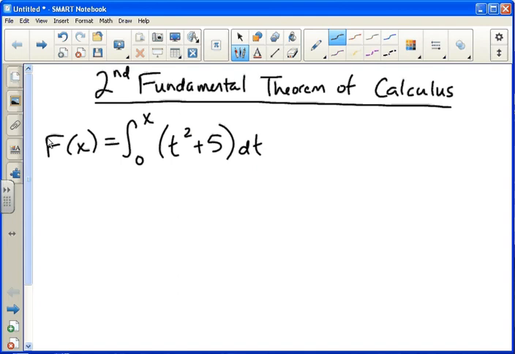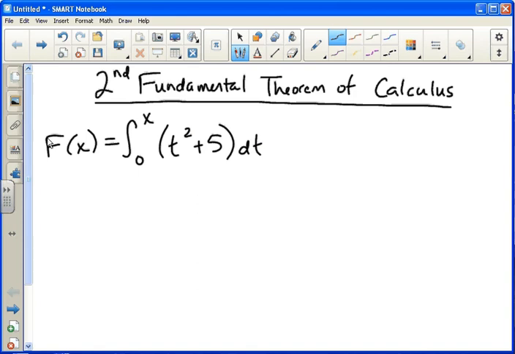In other words, when you plug 1 into this function, the answer is whatever the area under t squared plus 5 is from 0 to 1. Or if you plug in 11, it tells you the area under the function t squared plus 5 from 0 to 11. So really our x just determines how big our interval is.